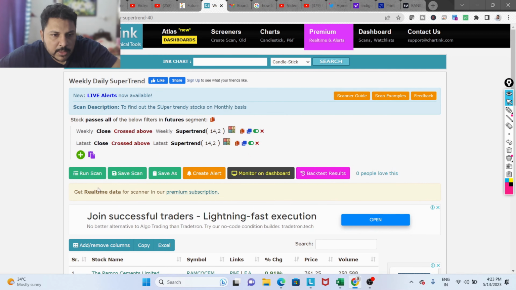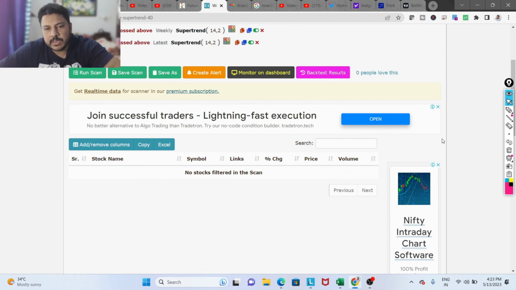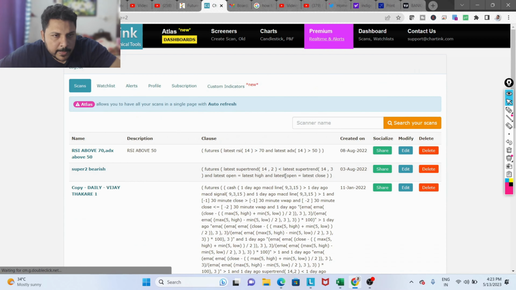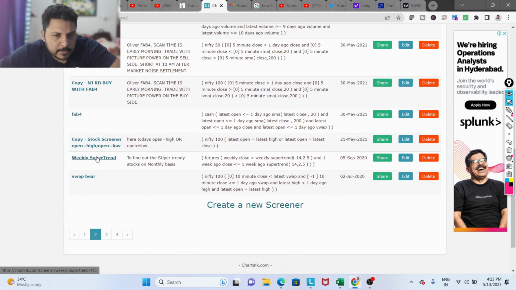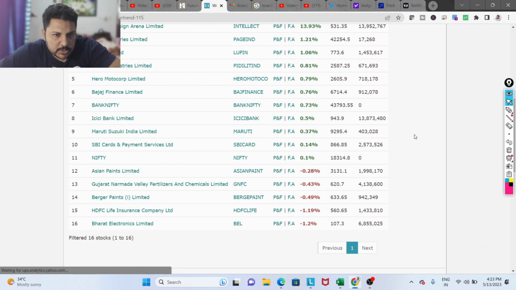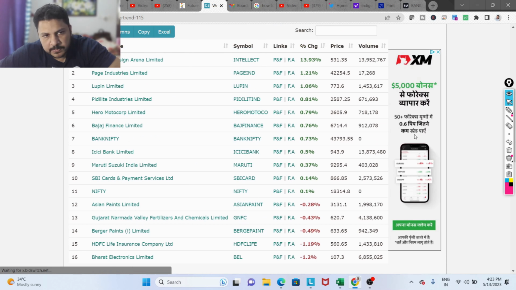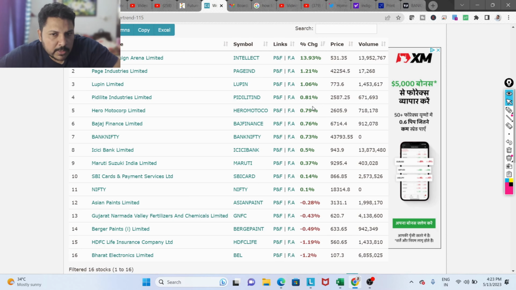Let's see what it is on a weekly time frame. We are getting an entry in any stock today. So let's go to weekly super trend. Most of the stocks are green because the market is bullish. It is bullish. So that is the reason we are able to see so many stocks which are appearing.